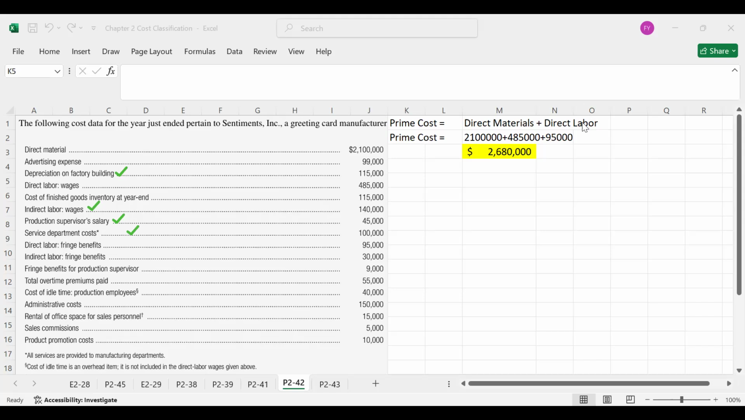Then direct labor fringe benefit, we have already included it in prime cost, whereas indirect labor fringe benefits are here. Fringe benefits of production supervisor, because production supervisor and indirect labor are part of MOH, so their wages as well as fringe benefits are also part of MOH. Overtime premium, idle time, all these should be part of MOH. Then administrative cost, this is period cost, rental of office space for sales personnel. So it is clearly mentioned that it is for sales personnel. So we will check it here.